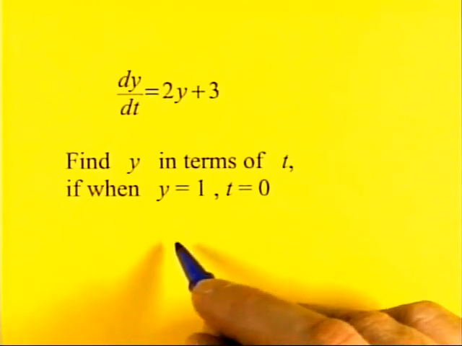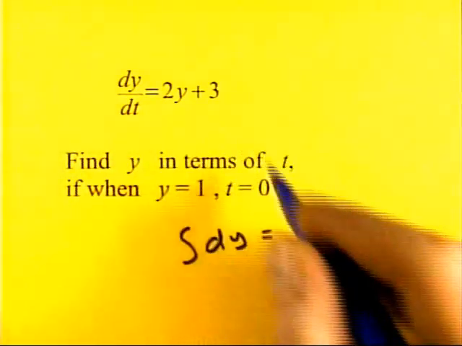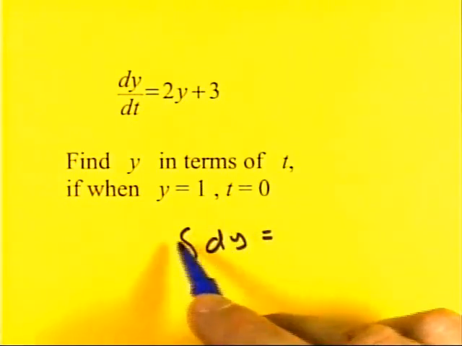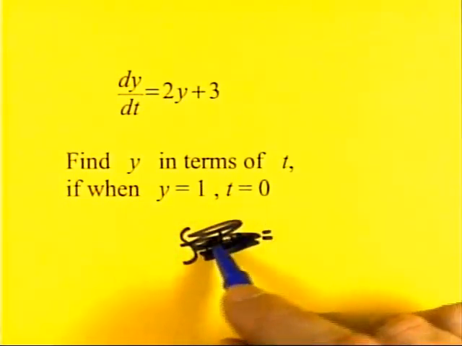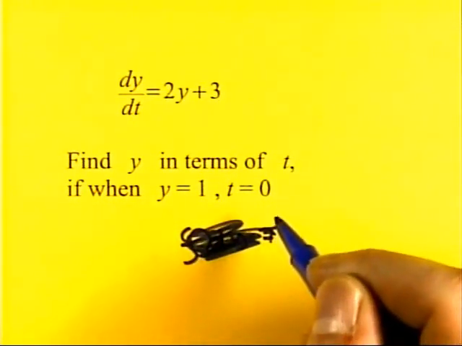So what do we do? I guess integrate. Yeah, you know what you're really doing? You're really multiplying both sides. Oh, wait a minute here. I don't know how that worked there. You want me to just integrate 2y plus 3? Maybe.